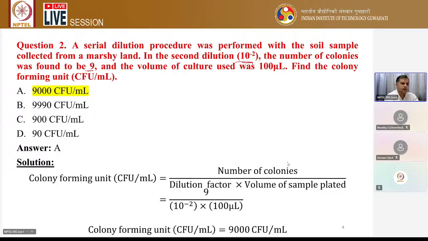So here we got 9 colonies. What was the dilution factor? 10 to the power minus 2. And how much volume of the sample was taken? 100 microliter. That's it. So you'll get 9,000 CFU per ml. This is very simple mathematics.